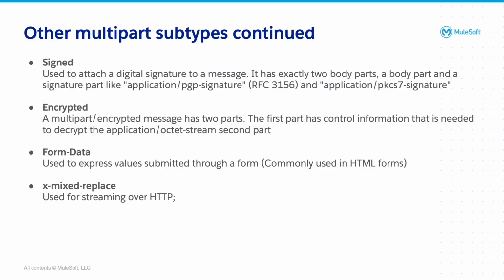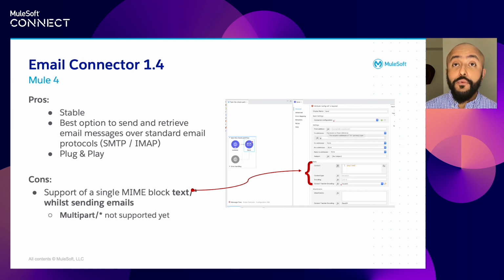We also have two types used for encrypted messages, which are called signed and encrypted, as well as form-data, which is used to submit data through HTML forms, and x-mixed-replace, which is used to stream over HTTP. Let's talk about the email connector 1.4.